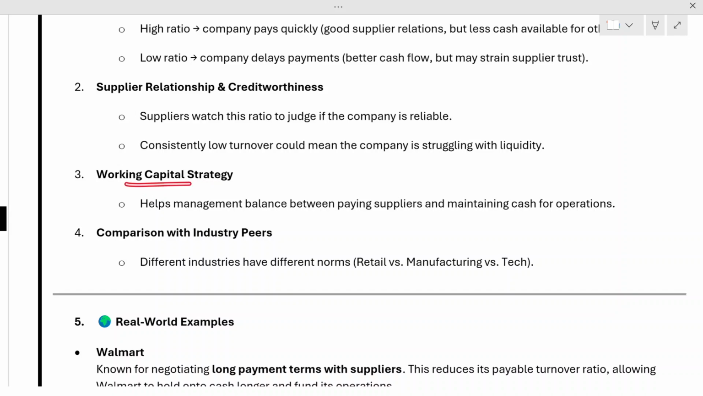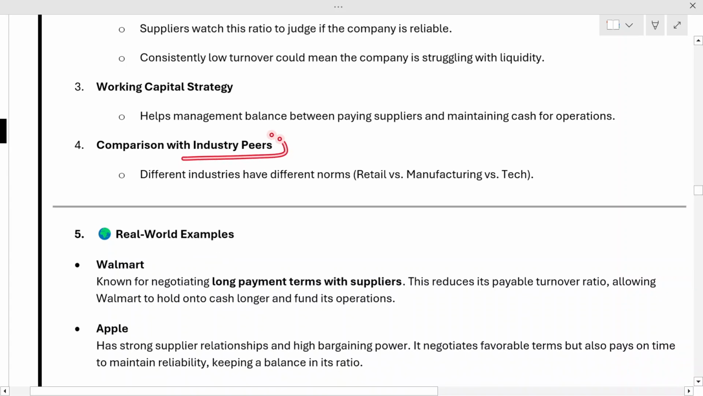The next benefit is working capital strategy. It helps management balance paying suppliers and maintaining cash for operations. And you can do a comparison with industry peers as well.